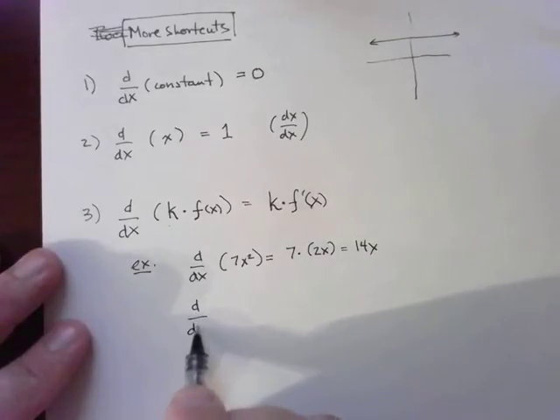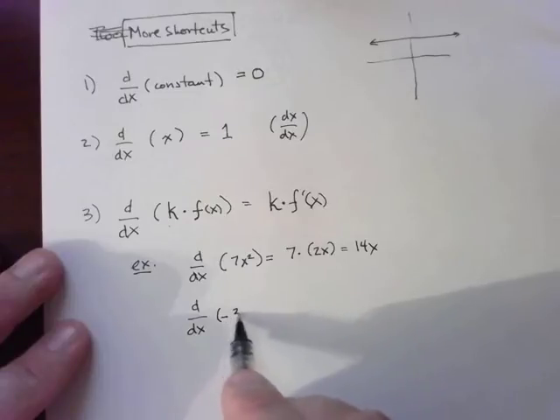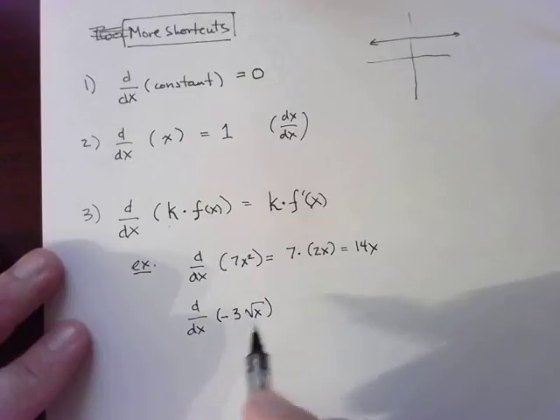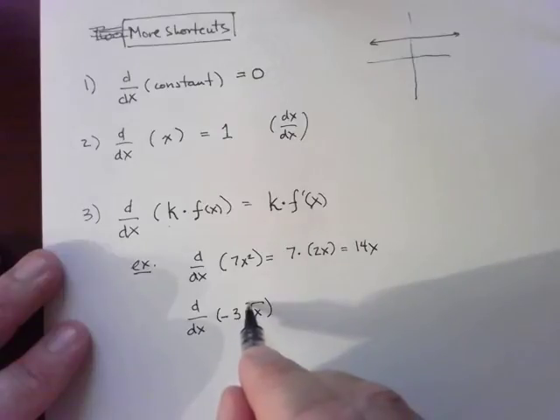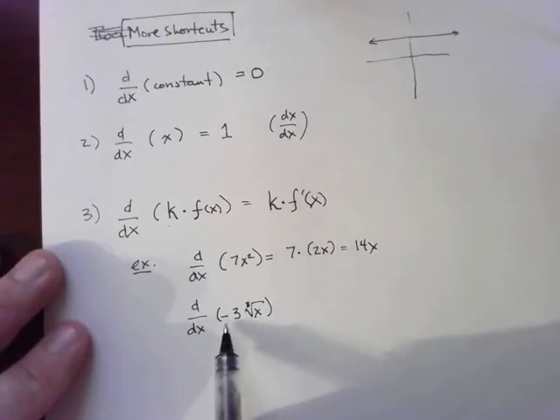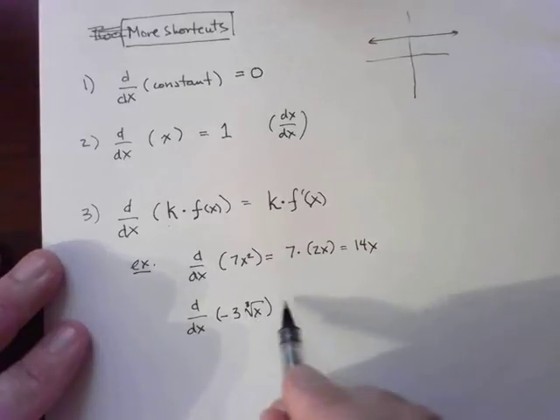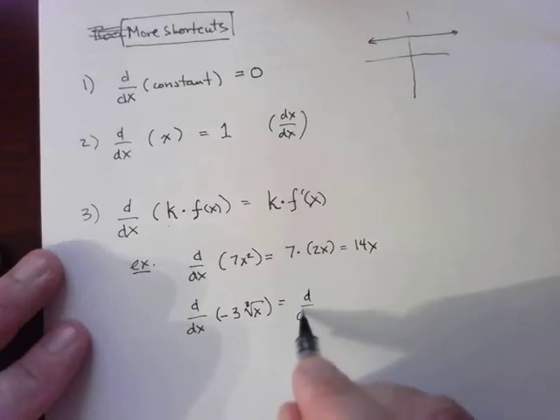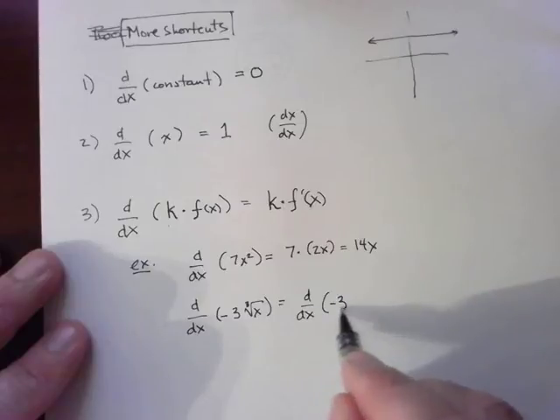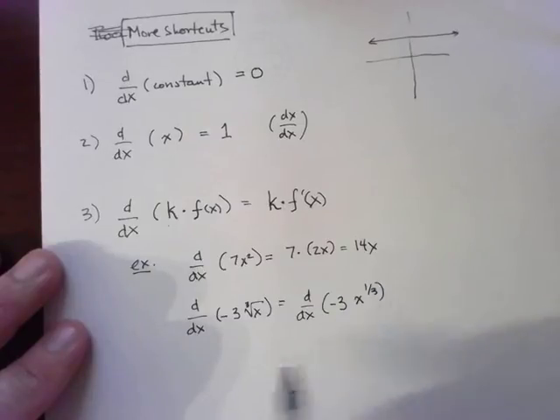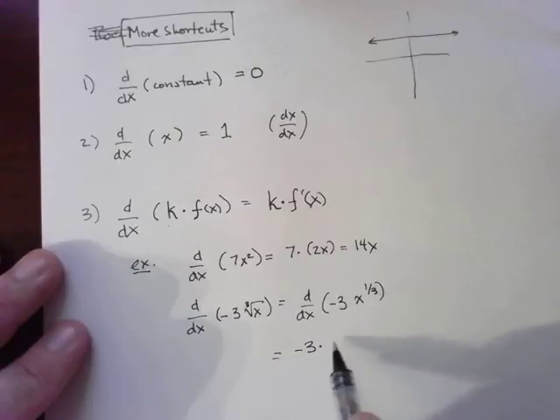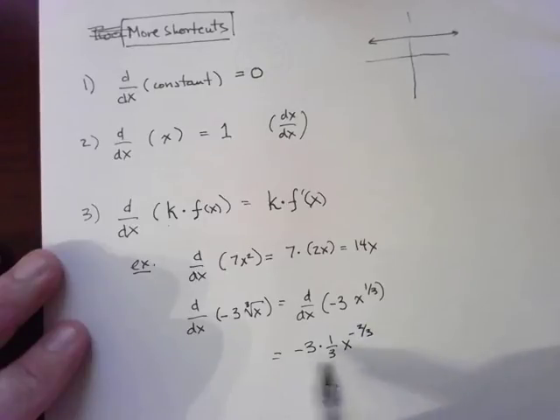Or if I take the derivative of minus 3 square root x, let's call this cube root x just to be different. The minus 3 will just sit there. It's multiplying cube root x. And then I have minus 3, and this is x to the 1/3. And then using the power rule, when I take the derivative, the minus 3 sits there, and here I get 1/3 x to the negative 2/3. And then of course I could simplify this. This becomes minus 1 x to the negative 2/3.